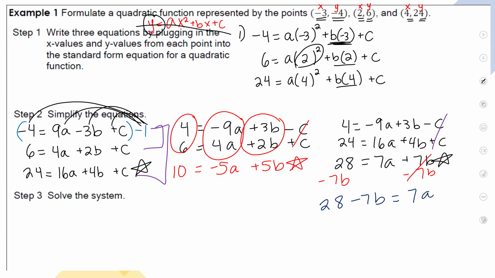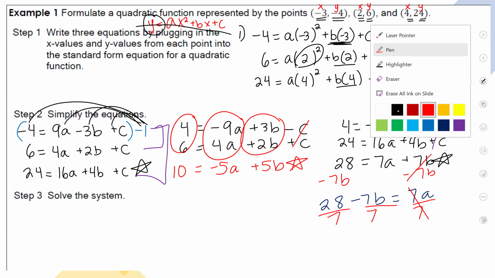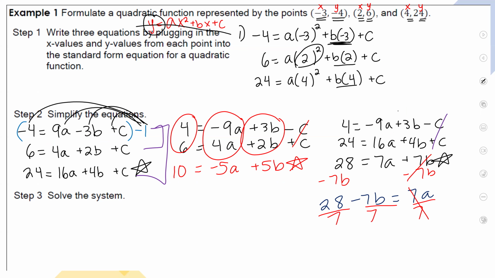Now, let's solve for a. What do I have to do to everything? Divide by 7. Those 7s will cancel. So I am left with 28 divided by 7 is 4 minus these 7s cancel, giving me b, and those 7s canceled, leaving me with a.